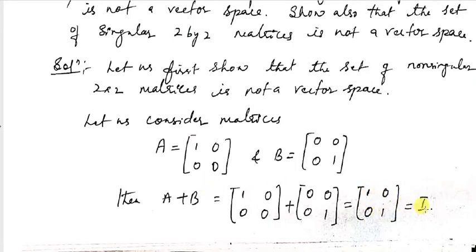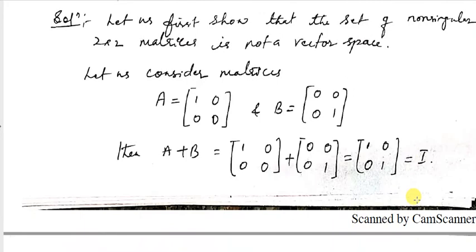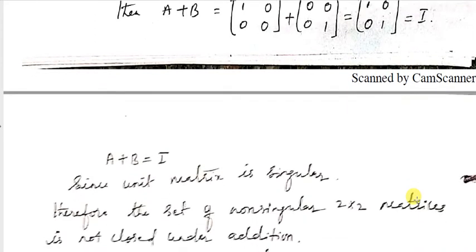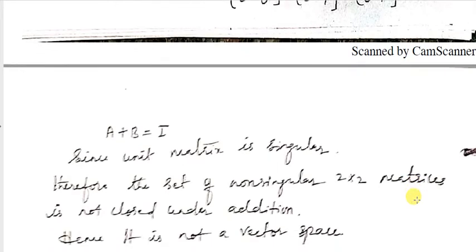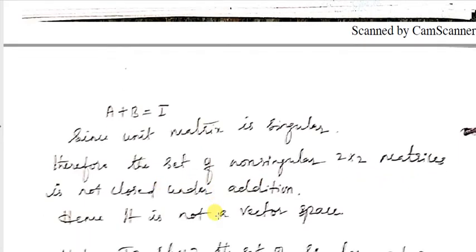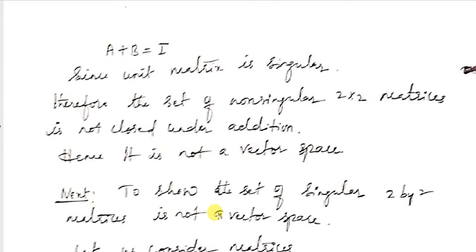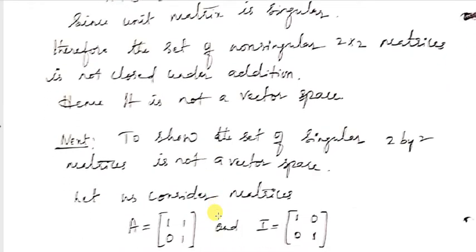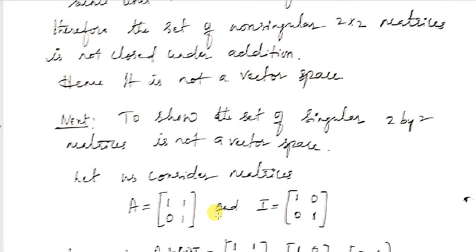So the sum is an identity, but the identity matrix is a singular matrix. So therefore the sum of two non-singular matrices is a singular matrix. Hence not closed under addition. So therefore the set of non-singular matrices is not closed under addition, and therefore it is not a vector space. Next, to show that the set of singular 2 by 2 matrices is not a vector space again.